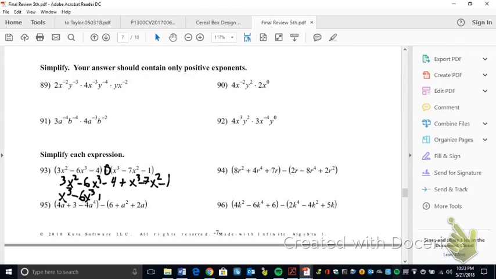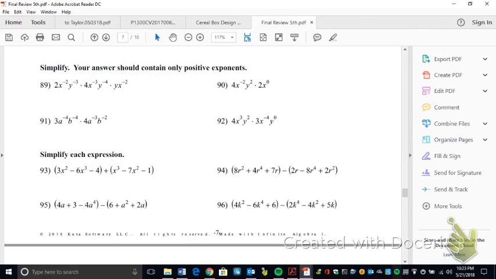So I have x cubed minus 6x cubed plus 3x squared minus 7x squared minus 4 minus 1. Combine like terms. Negative 5x cubed minus 4x squared minus 5, and that's my answer. Now, I'm going to do the next one.